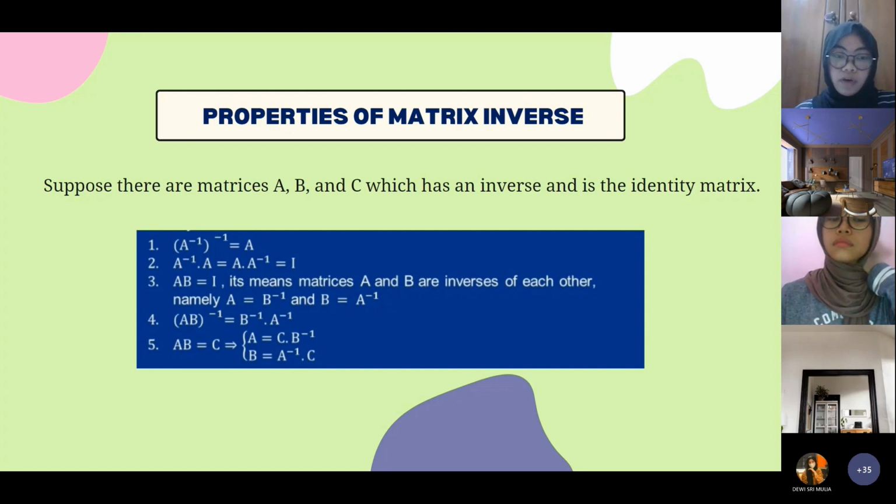Fourth, the inverse of the product of A multiplied by B is equal to the inverse of matrix B multiplied by the inverse of matrix A. Fifth, if AB is equal to C, then A is equal to C multiplied by the inverse of matrix B, or B is equal to the inverse of matrix A multiplied by C.